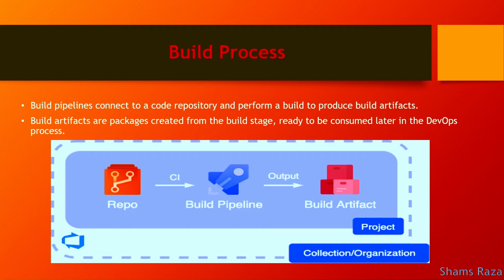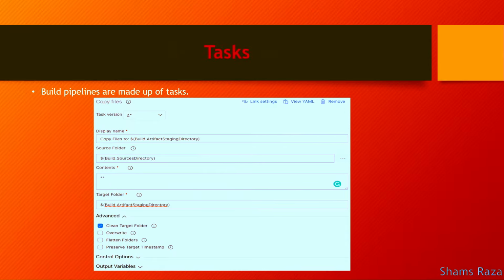Build artifacts are the packages created from the build stage, ready to be consumed later in the DevOps processes or the pipelines. The build artifacts are consumed in the continuous delivery portion of the development lifecycle. Right now, we are talking only about continuous integration, not the continuous deployment or the continuous delivery stages. And obviously, build pipelines are generic tools that can integrate with the Git repository or a Git-based repository and satisfy any build requirement.